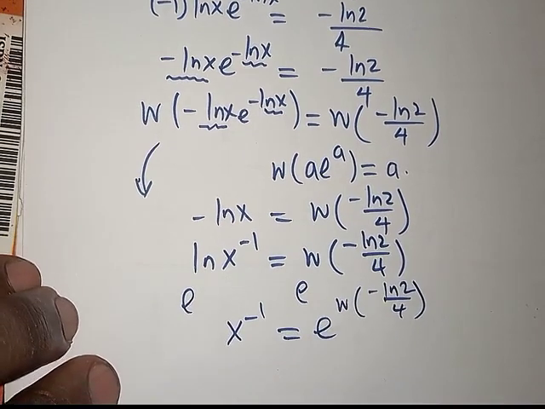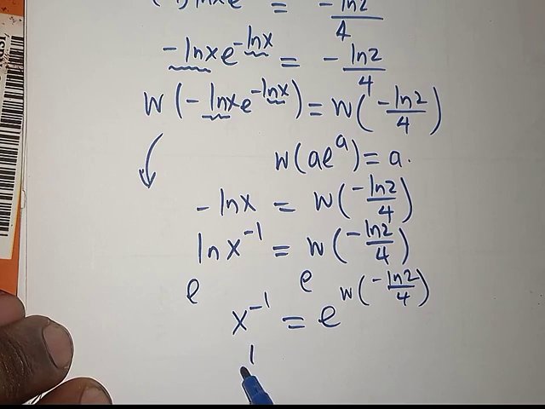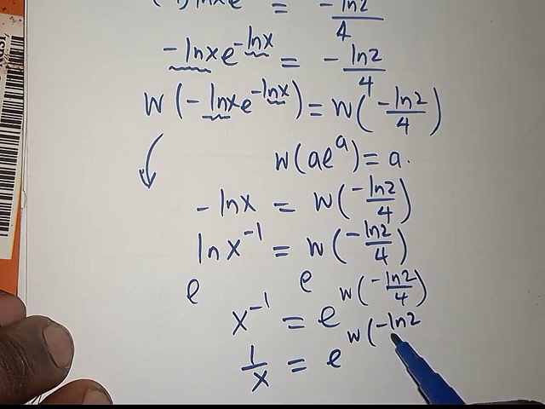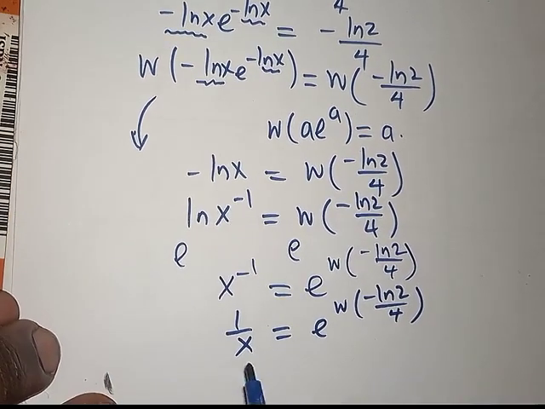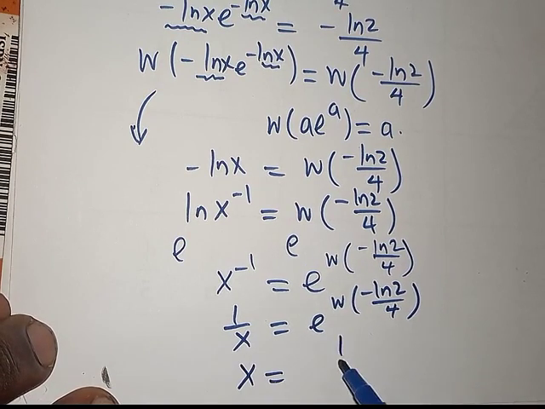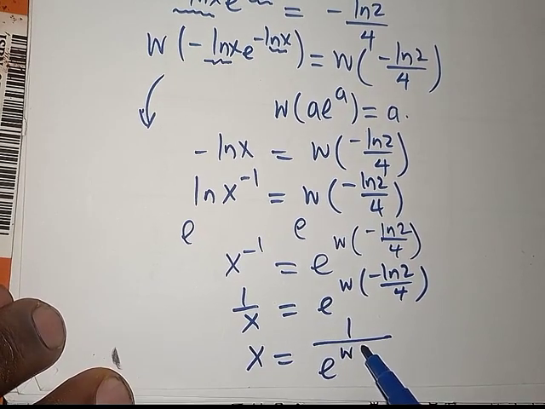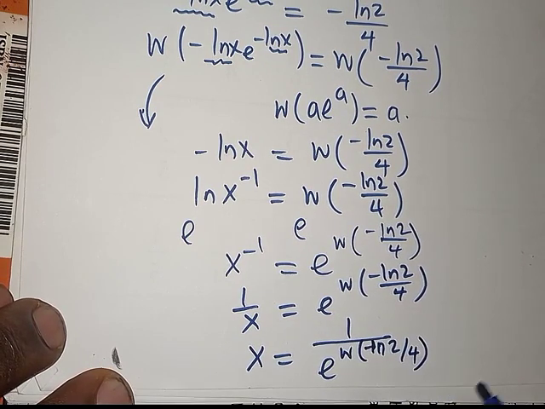Are you following? So now the next thing we do is try to write this as a fraction. It's going to be 1 over x equals e to the power W of minus ln 2 over 4. Now, taking the reciprocal of this, we are going to have our final answer: x equals 1 over e to the power W of minus ln 2 over 4. So now we have our solution to be this.